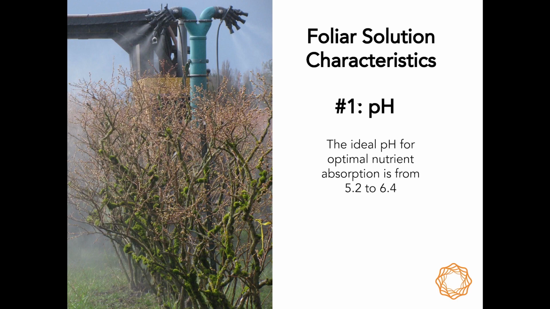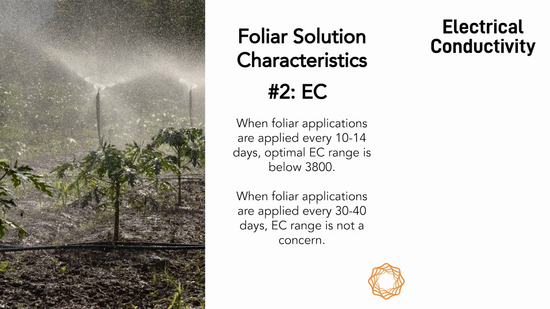The second characteristic that we should think about, and no, this is not cannabis. These are actually papaya plants, in case you're wondering. The second characteristic we should consider is EC, electrical conductivity. There are two different frameworks for thinking about electrical conductivity. If we are doing consistent, repeated foliar applications on tree fruit or nuts or vegetable crops every 10 to 14 days, or perhaps as little as every 5 to 7 days in periods of peak disease and insect susceptibility, then the optimal EC range is below 3,800.